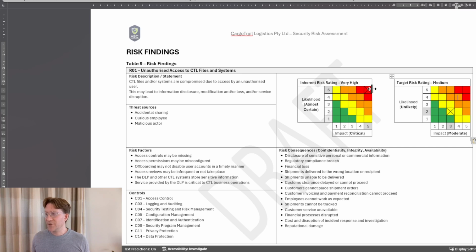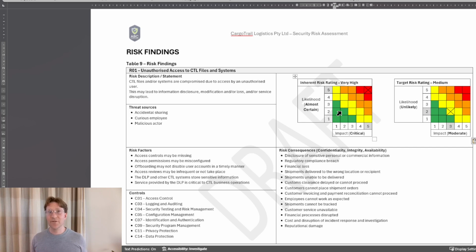It's highly unlikely that you start at very high and end up down at low, because the things that make it very high in the first place, maybe you have a lot of very sensitive information, maybe it's a really critical process, make it highly unlikely that you are able to make it so unlikely to happen, especially the impact, make it so low impact. Because if it's going to be very high to begin with, it's simply not really going to be possible to realistically reduce it from the maximum level of risk down to the minimum level.